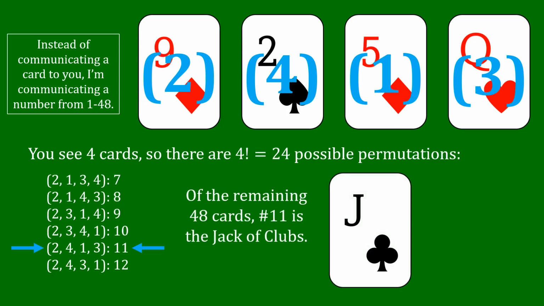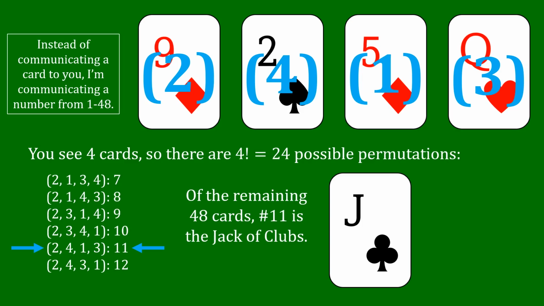The 11th card is pretty easy to determine because it's in the first suit and there aren't any clubs that are facing up. Of the remaining 48 cards, number 11 is the Jack of Clubs, which is what the spectator chose. Remember that if there were any clubs on the table, then you'd have to adjust accordingly because those cards aren't counted in the remaining 48.